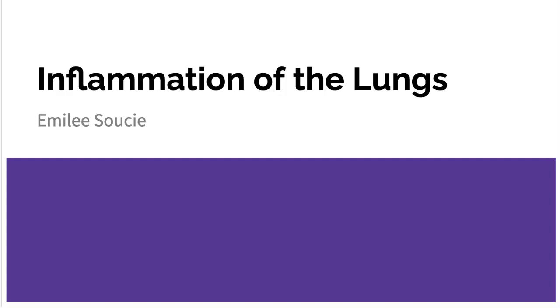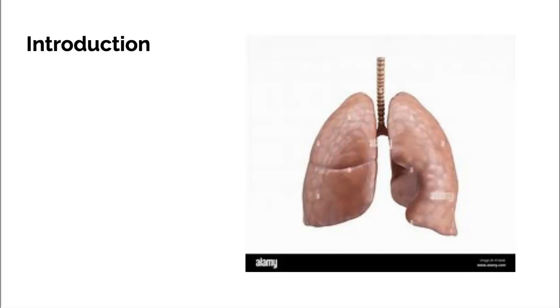This presentation is on inflammation of the lungs, better known as interstitial lung disease or ILD. The lungs are about 2.2 pounds and anywhere from 9 to 10.5 inches. They're roughly cone-shaped, and the apex is located above the first rib, with three borders and three surfaces.